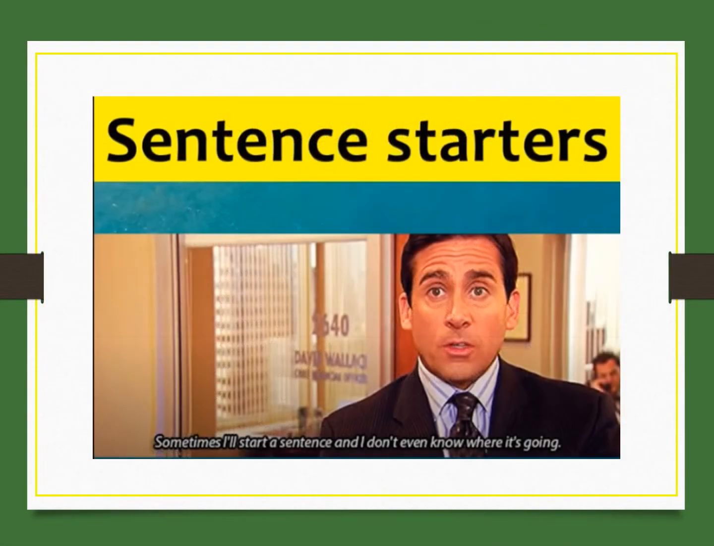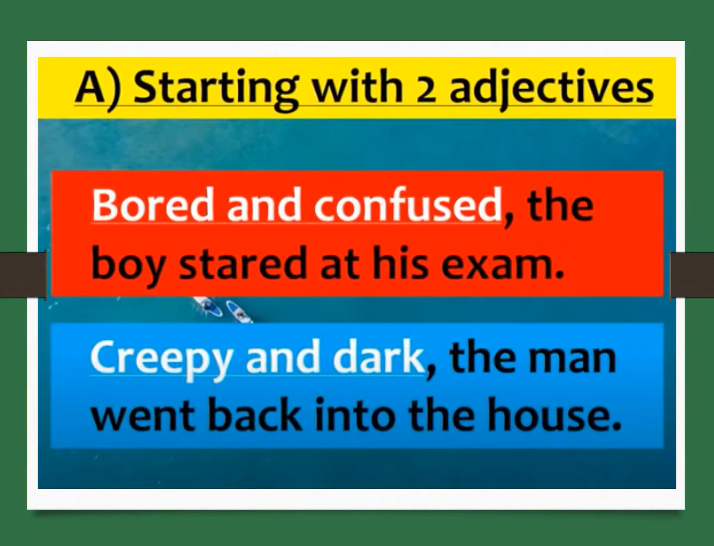And then we're going to talk about sentence starters, because this is a way to make your writing more interesting and impress the examiners more, really. Now, a way to start a sentence is with two adjectives. If you don't know what an adjective is, then you have to really go and look at what an adjective is. But there's an example. Bored and confused, the boy stared at his exam. Creepy and dark, the man went back into the house. So that's not too difficult, right?